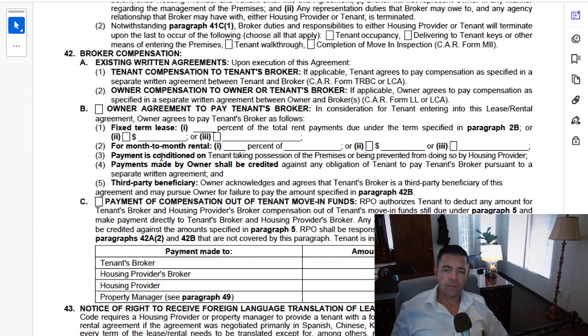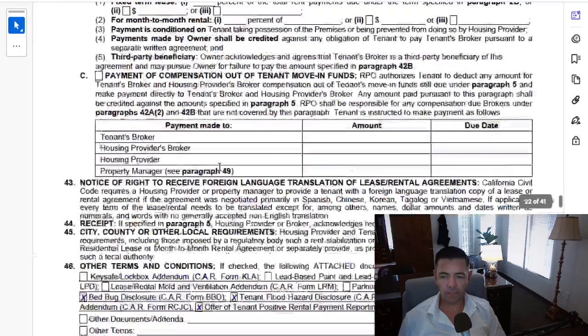This is where, if you're asking the owner for reimbursement, like how we do in a sales transaction, you just tick this box right here, 42B. And you basically put whatever's on the TRBC form we just did right there. This is where the tenant's agent asks the owner to pick up the tenant's commission obligation, to basically pick up the tenant's tab when it comes to commission. So you put whatever's on the TRBC right here, check this box, and that's it. It's that simple for compensation.